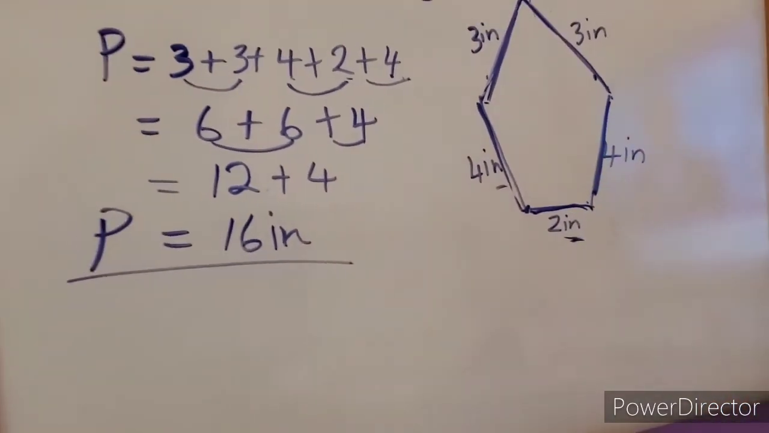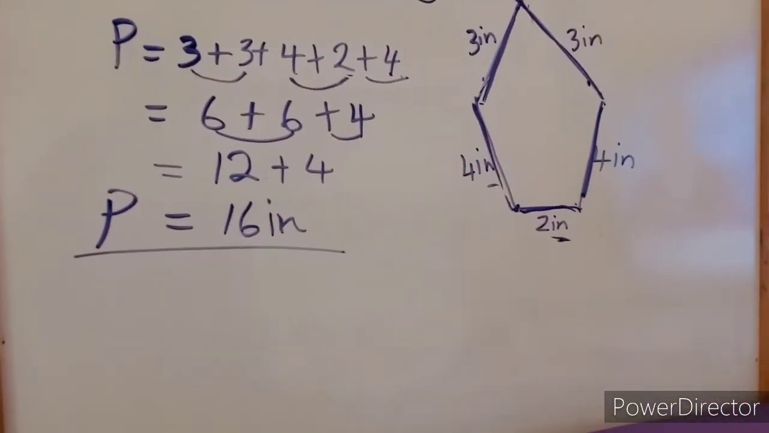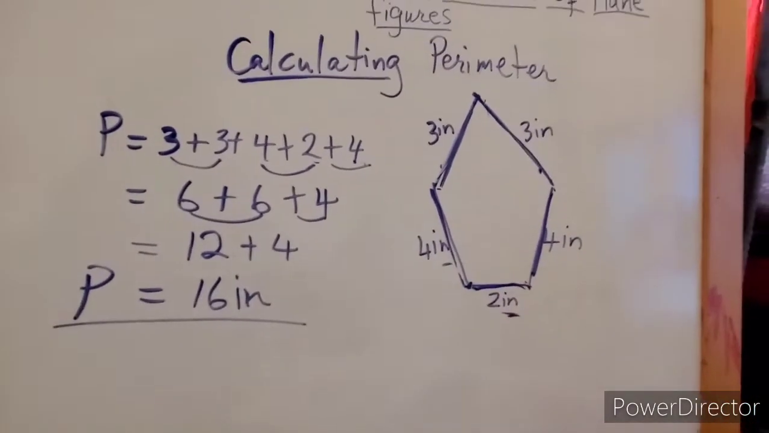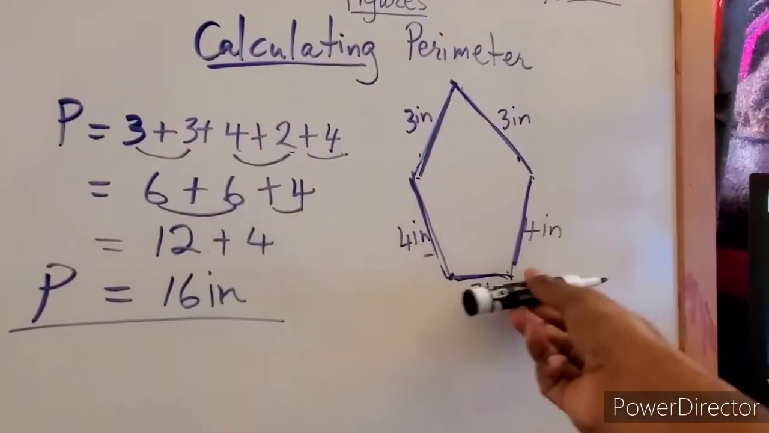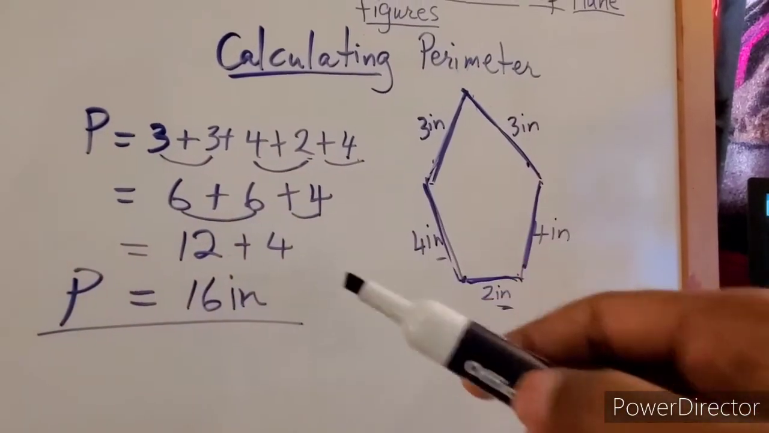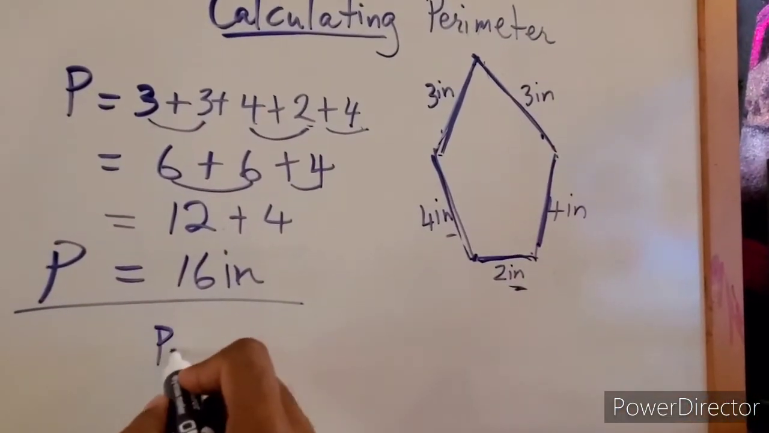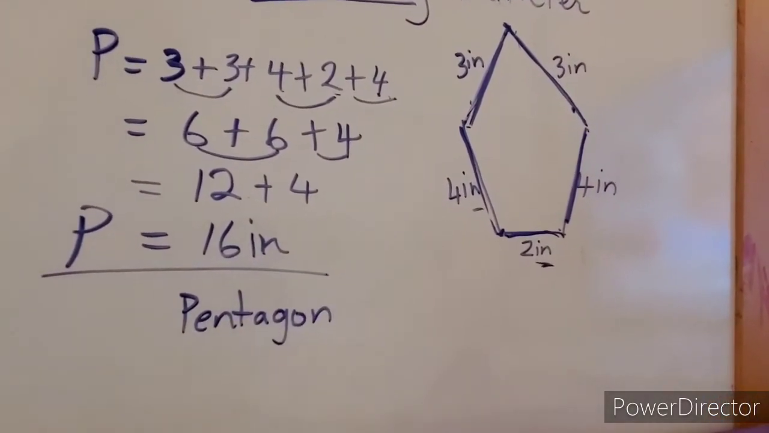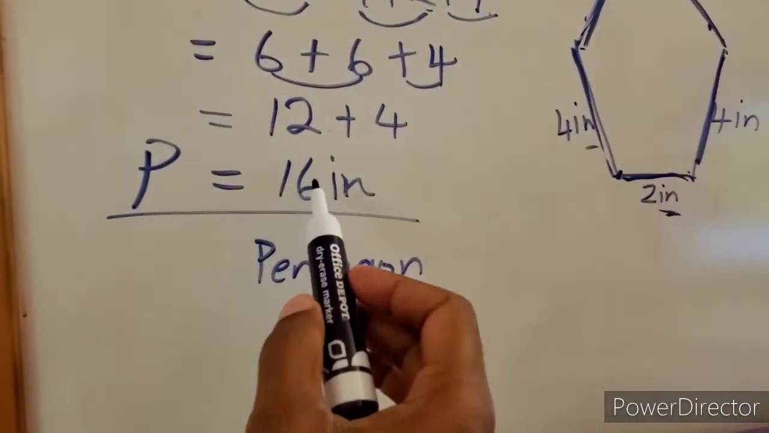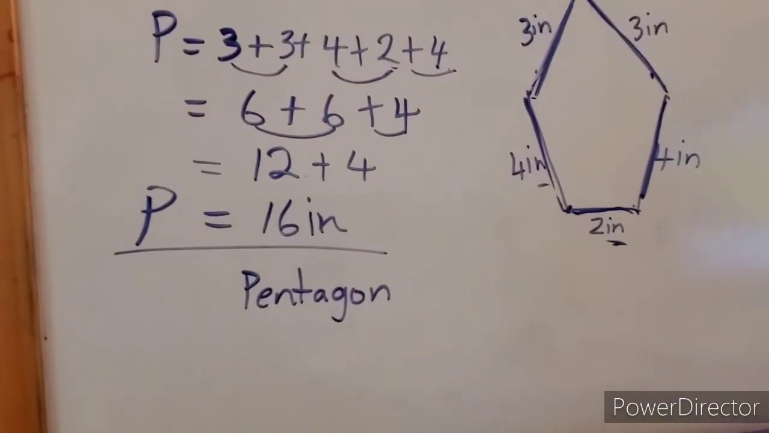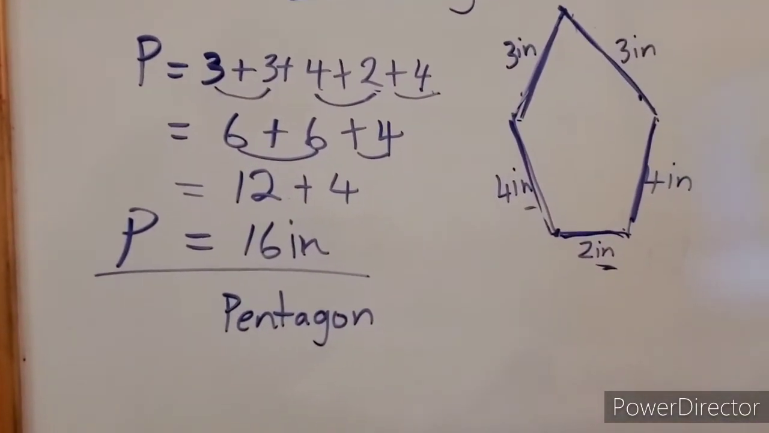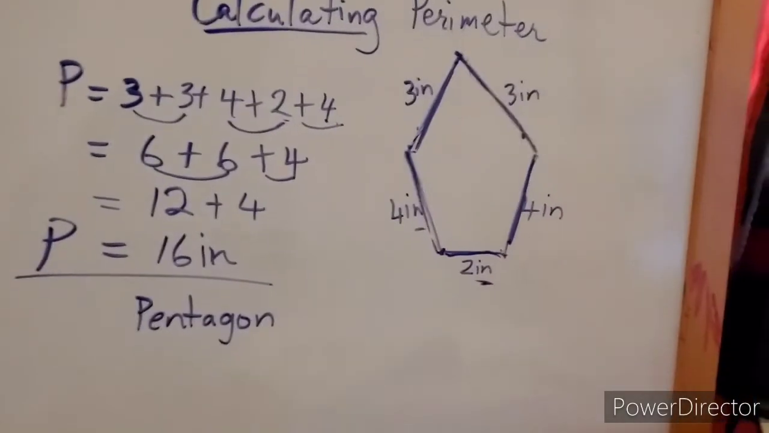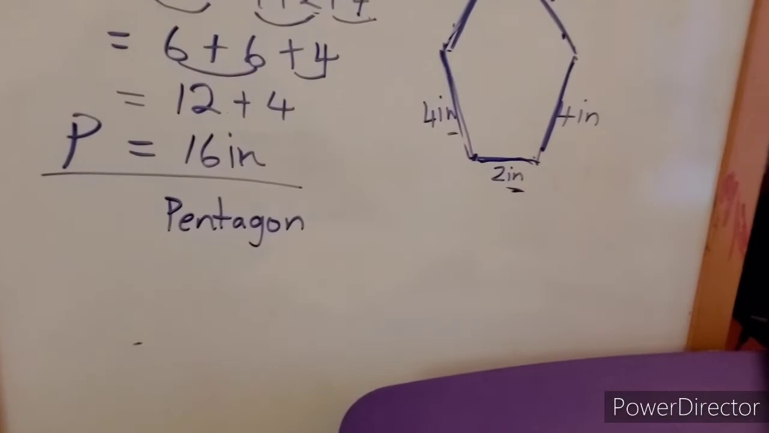So in a statement you could write the perimeter of the pentagon, because it's a pentagon, it's 5 sides, 1, 2, 3, 4, 5. So the perimeter of the pentagon, and this is how you spell pentagon, is 16 inches. Okay, all right, and then you can practice using other shapes, such as you could do in your book.